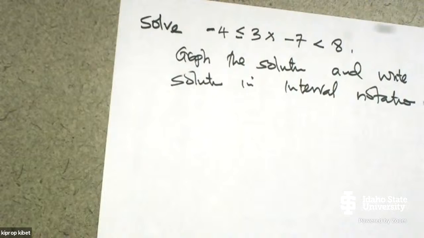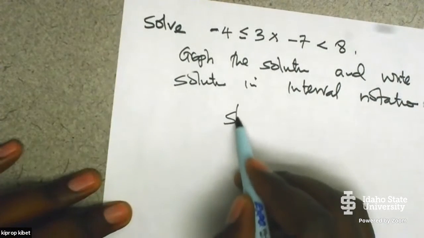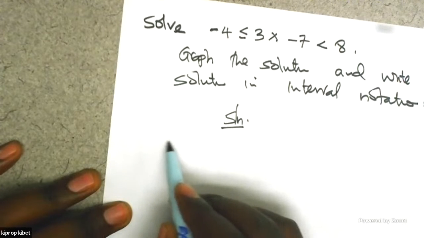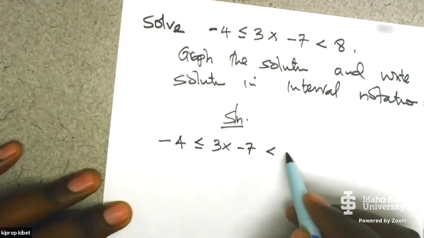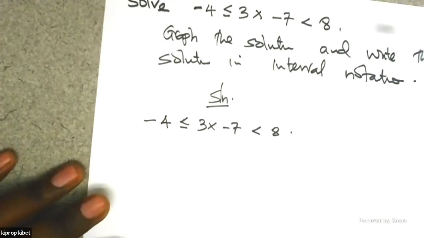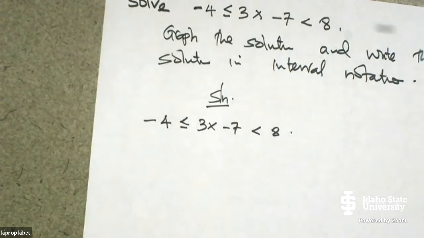So how should we solve this? So what is the solution? So we have this double inequality -4 less than or equal to 3x minus 7 less than 8. So how should we solve this? So we need to retain x. So that means we need to remove all these ones. So what you do in this side, you do it also in the other sides. So you need to remove this 7.